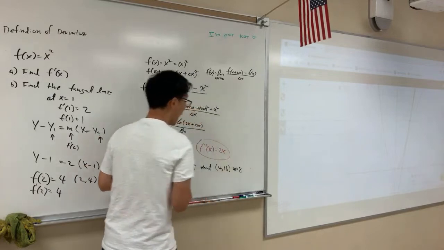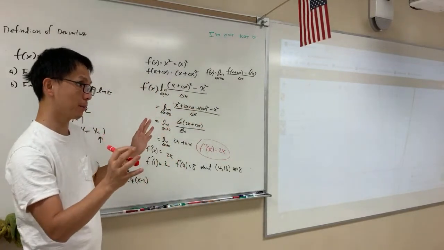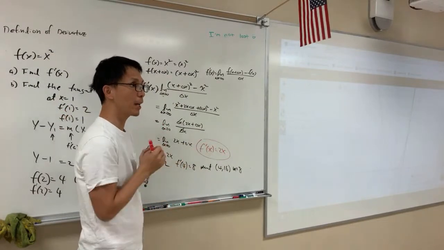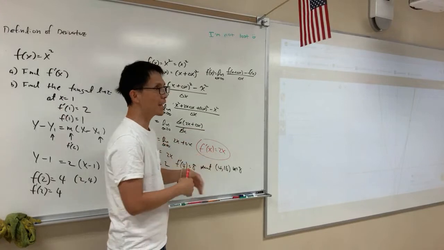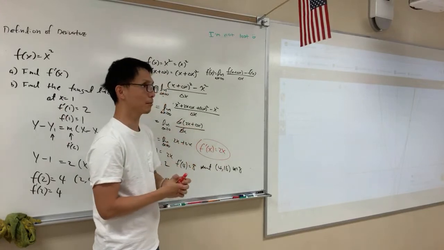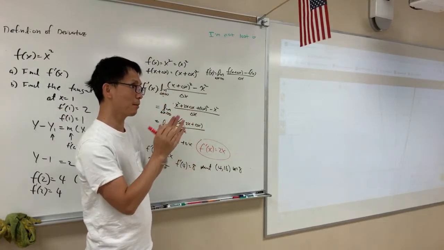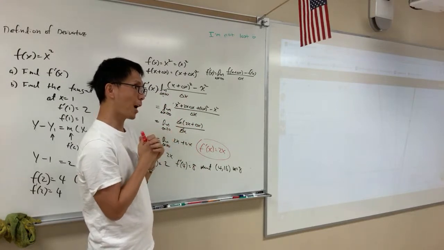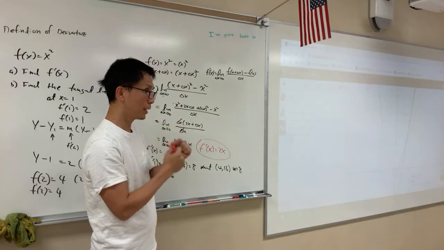This means I can find slope at any moment, any x. If you plug in 10, that's going to be slope 10. If I plug in -5, that's going to be -10. Kind of makes sense because they're symmetric. Okay? Your job is to find this.